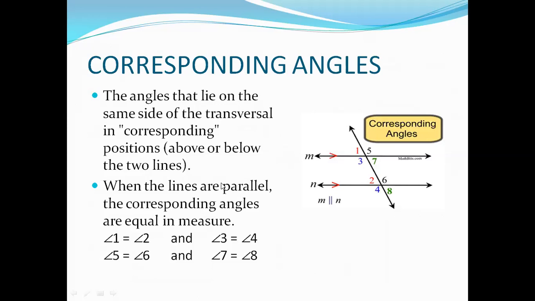So when talking about parallel lines, these corresponding angles will be equal. Angle 1 and angle 2 will be equal. Angle 3 and angle 4 will be equal. Angle 5 and angle 6 will be equal. Angle 7 and angle 8 will be equal.